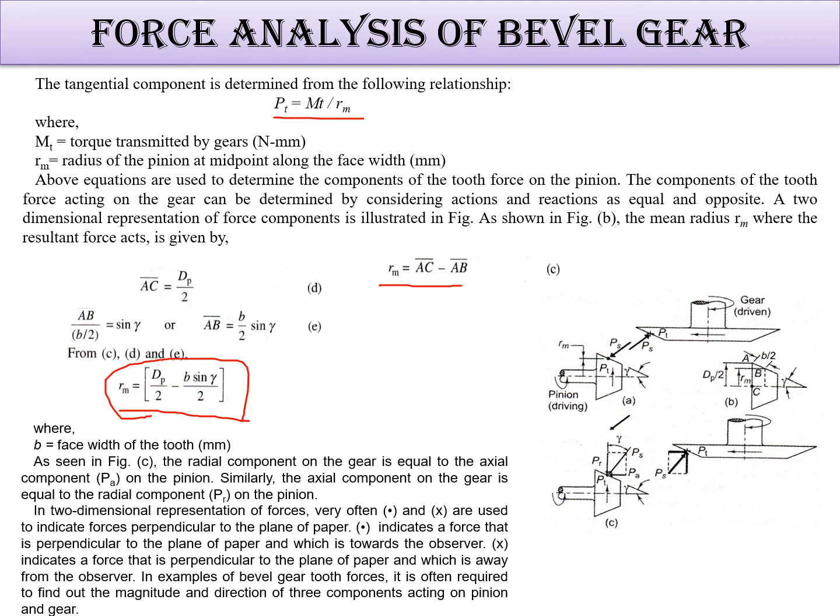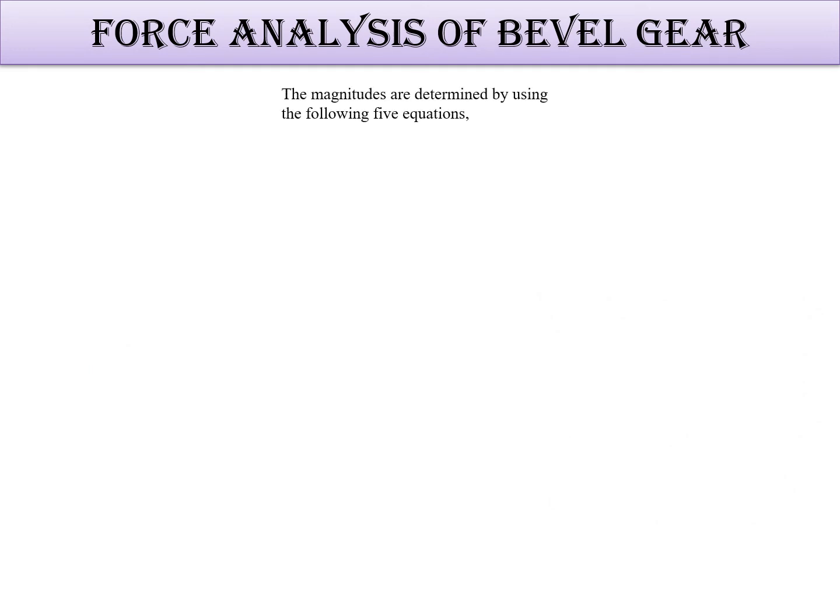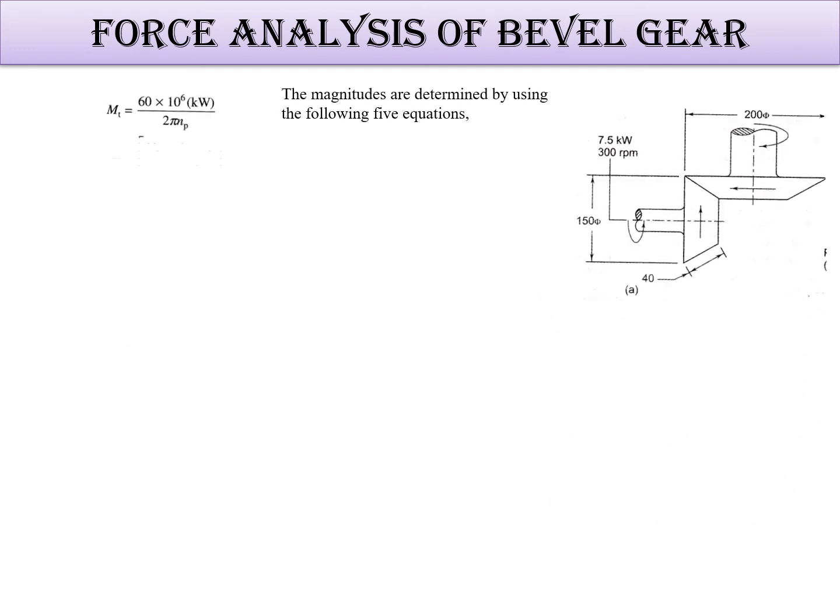As I told you, that dot and X. Similar axial components are there. That means the force acts similarly on the pinion and similarly on the gear. So for this, the magnitudes are to be known. So by this equation we will get the torque, by this we will get the mean radius, and by this we will get the tangential load. PR is equal to PT tan of alpha cos of gamma.